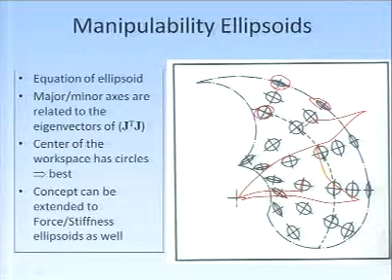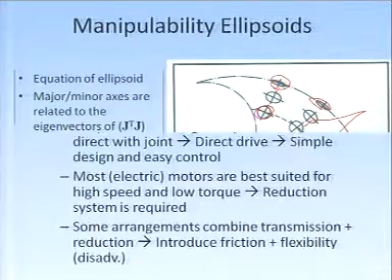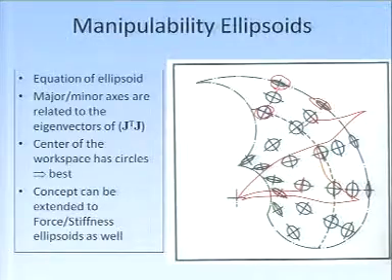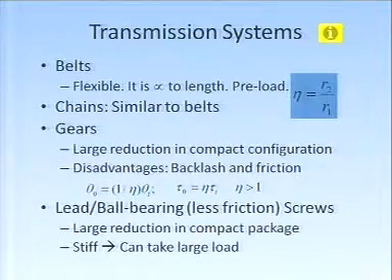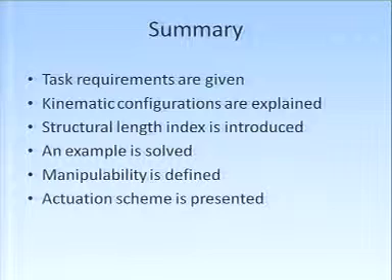This is the workspace zone, and around the center it is the best space. This concept can be extended to force and stiffness ellipsoid as well, which we have already studied. So, today I will stop here. This actuation scheme I will take in the next class. Now, if there are quick questions, I will take the questions.